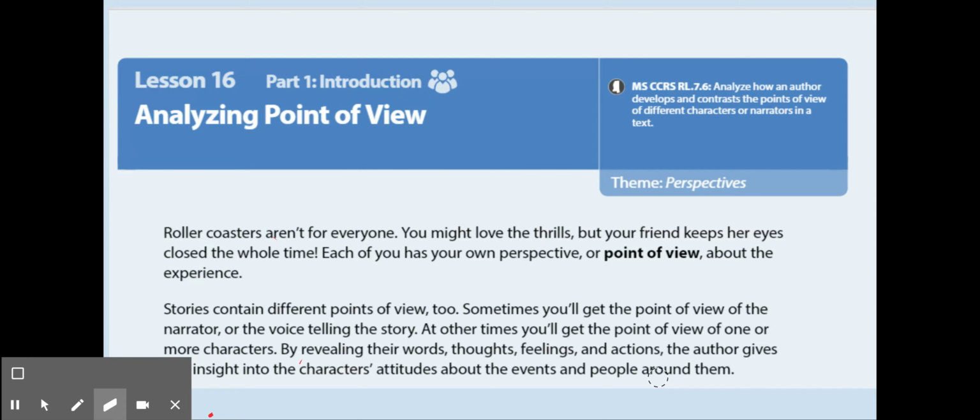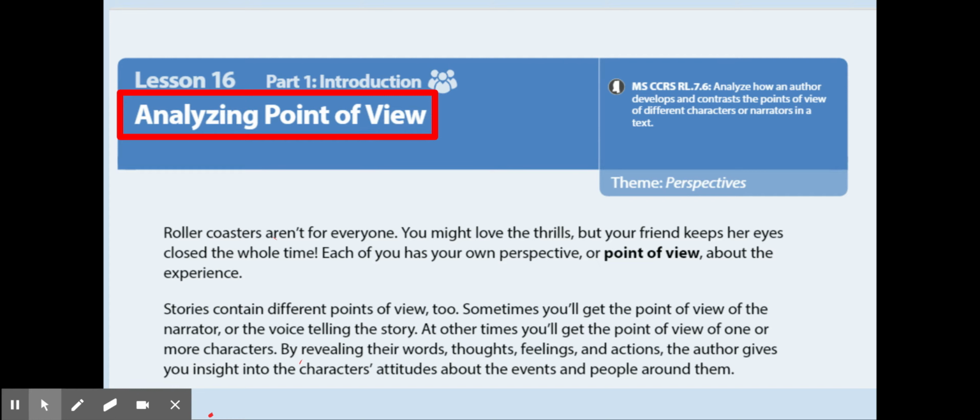But the very first thing we're going to do, because we're starting a brand new lesson, is box our title. That is always the first thing that we do when we start a new lesson. And just to remind ourselves why this title is important and we want to make sure we're paying attention to it, we've boxed analyzing point of view.